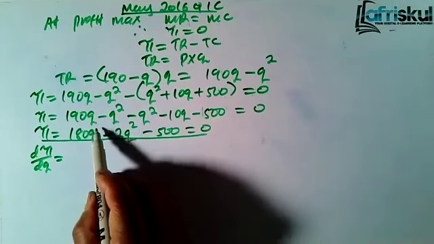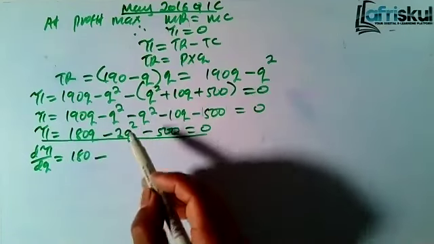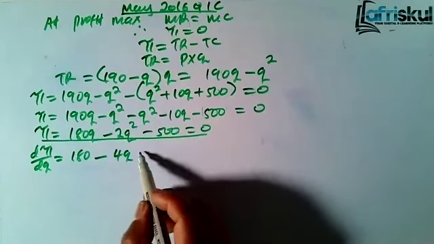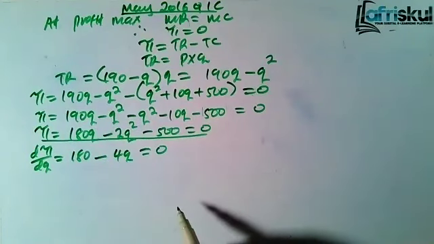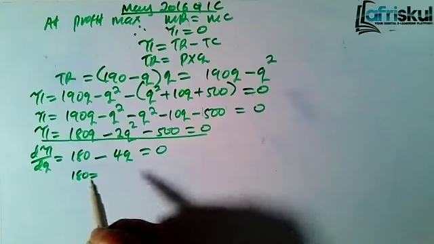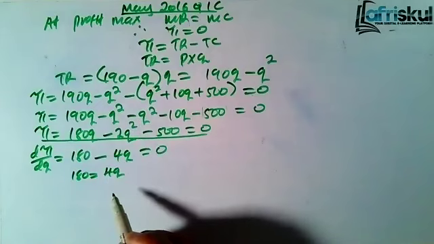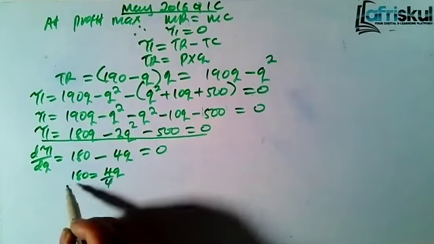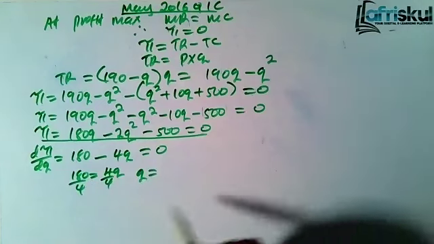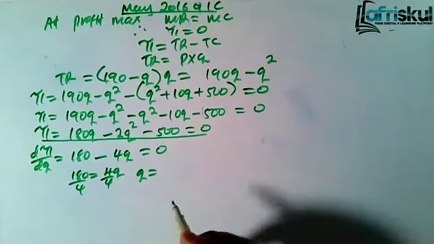So it will be 1 times 180, you get 180Q, minus 2 times 2, you get 4Q, is equal to 0. So move that to the other side. So it will be 180, negative 4Q moved to the other side, so it will be 4Q, which is positive. So to get Q, you divide both sides by 4. So the quantity to maximize the profit will be 180 divided by 4. How much do we get? It will be 45.